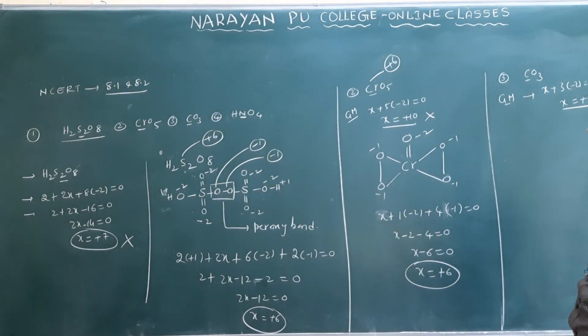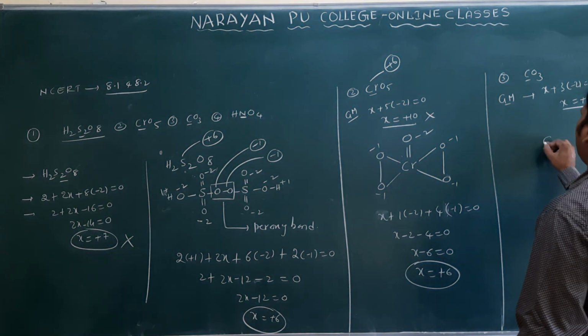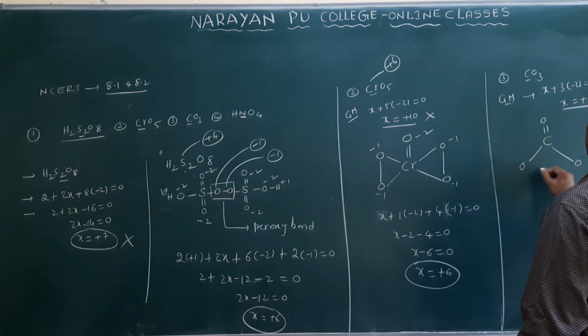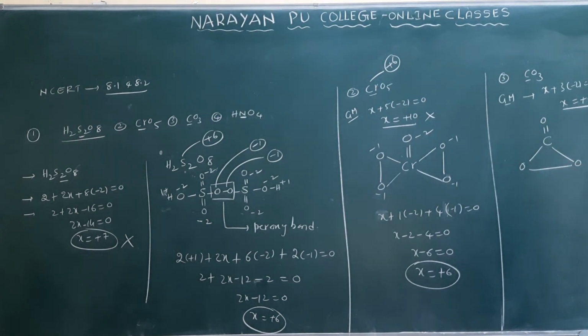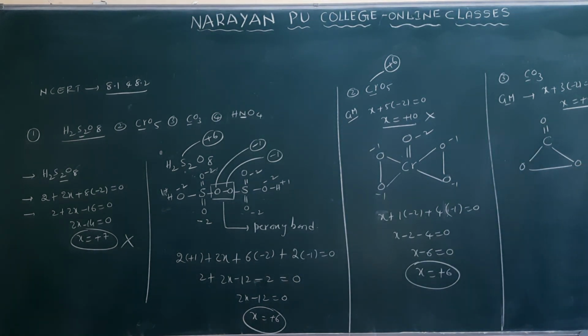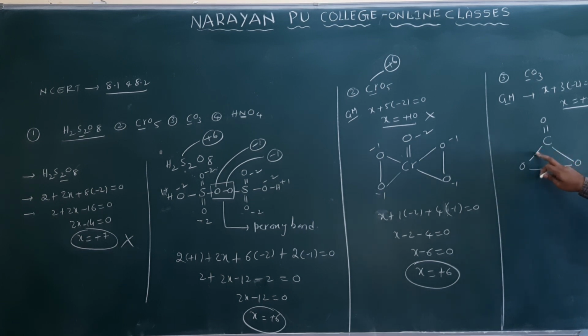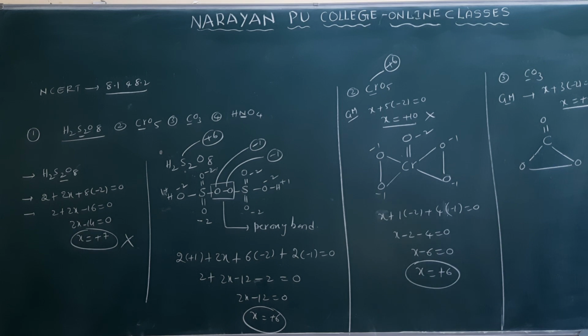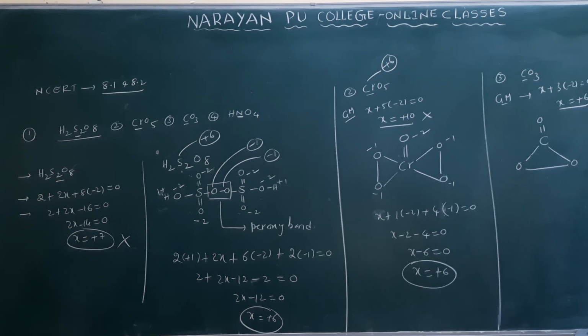This is wrong. Then you can write the structure of CO3. C double bond O, and here I am writing O only. Generally carbon forms how many bonds? 4 bonds. 1, 2, and here 2 plus 4. Oxygen generally forms 2 bonds. Here 2 bonds and here 2 bonds. Here you can identify which is an oxide bond and which is a peroxy bond.